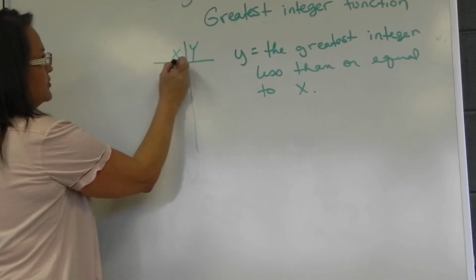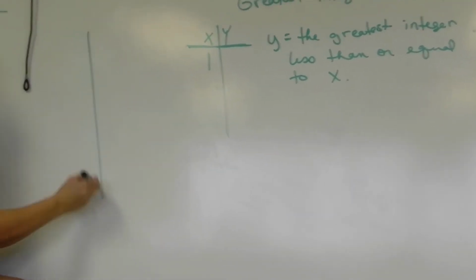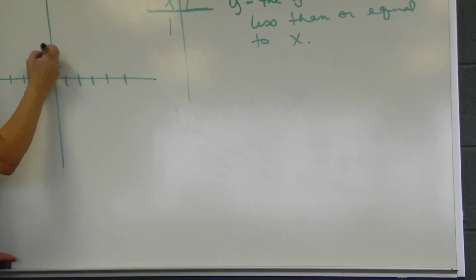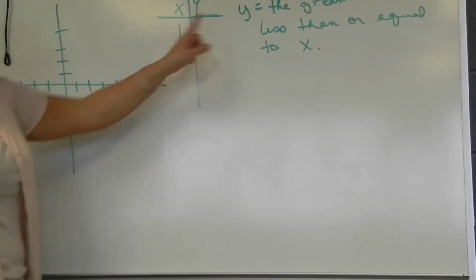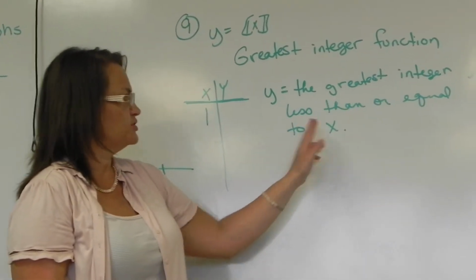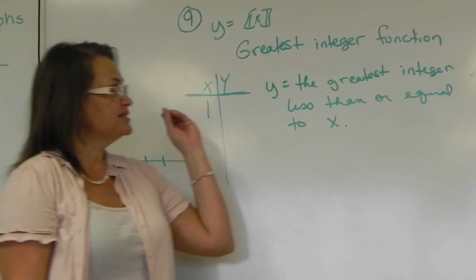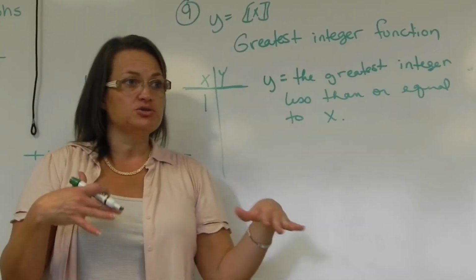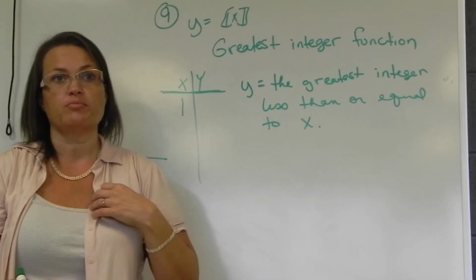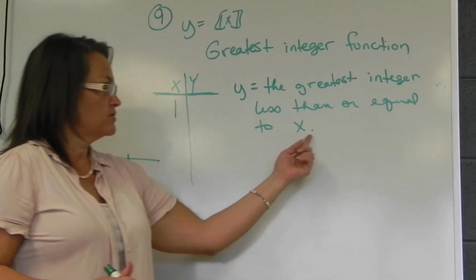All right, so when we input numbers for x, such as 1, let's say, the y will be the greatest integer that's less than or can be equal to that number you put in for x. So when I input 1, 1 itself is an integer. Let me remind you, an integer means no fractions or decimals, just positive or negatives of the whole number. So 1 is an integer. So we can equal an integer.